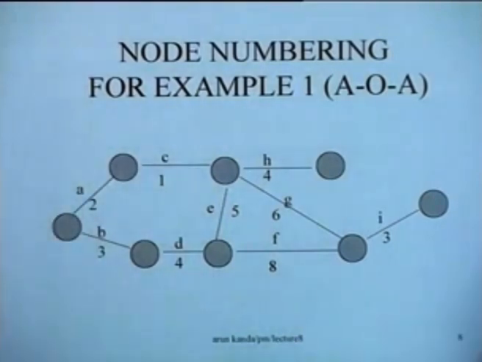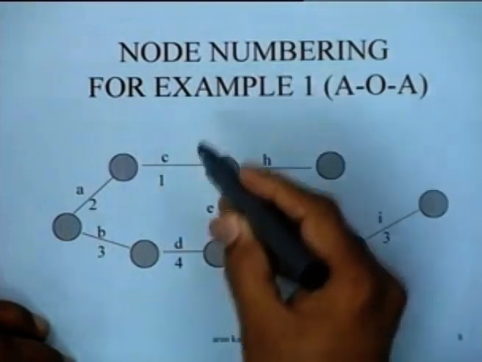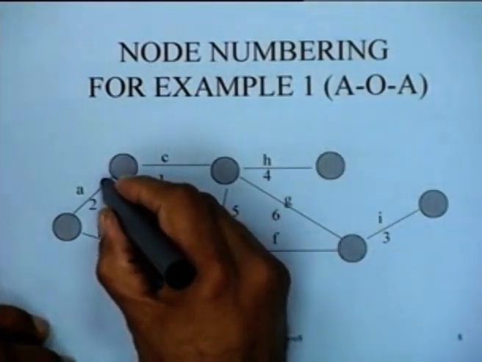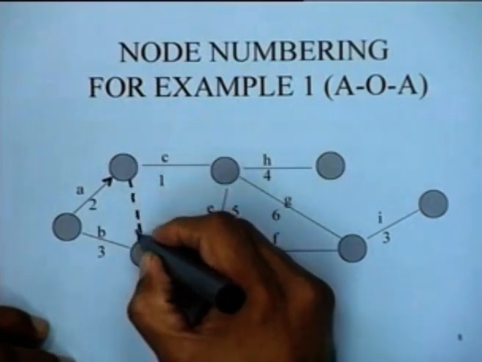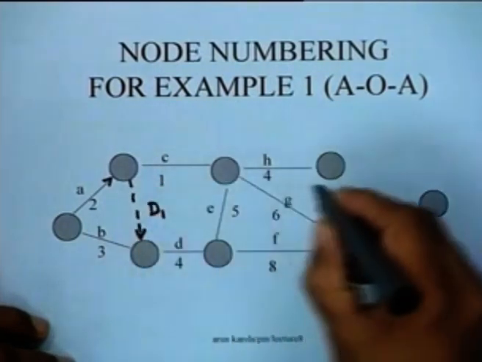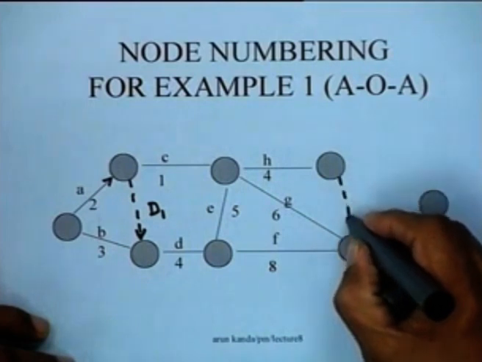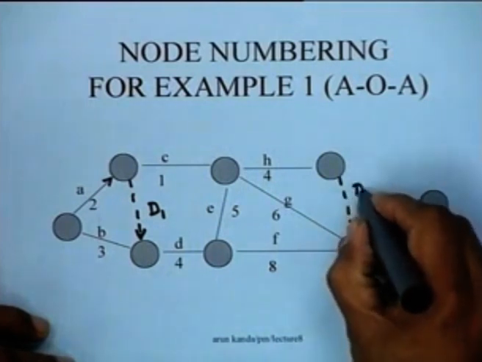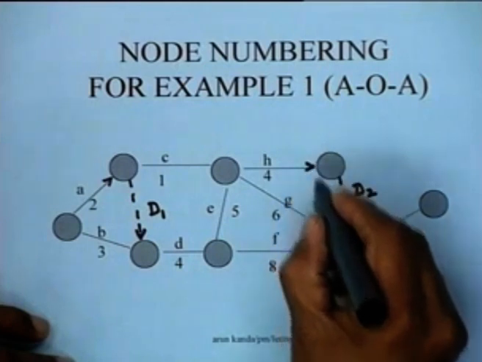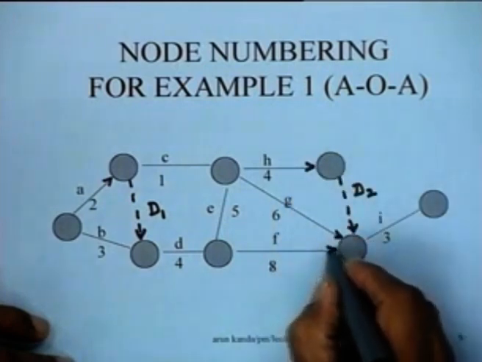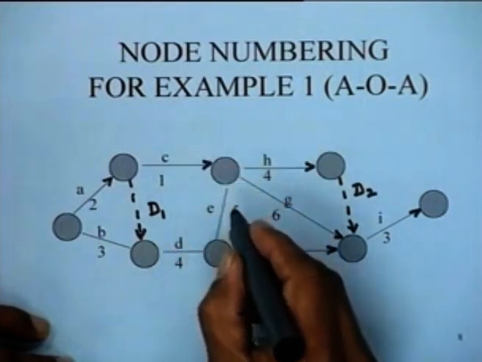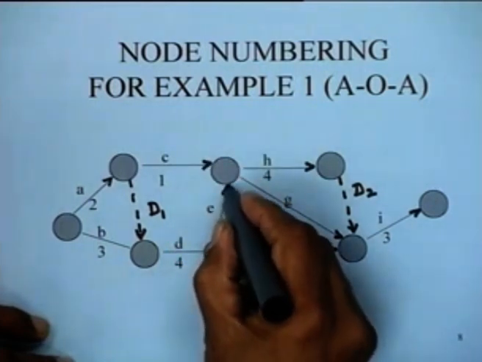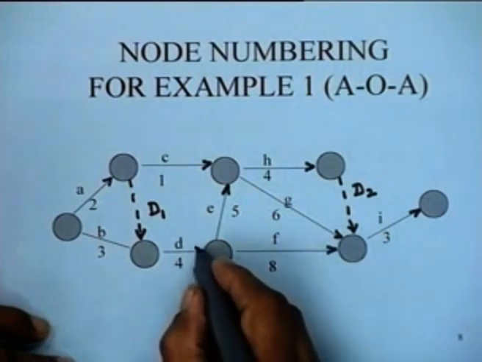Let us recall the network that we had drawn. We had drawn this network, and let us first try to do a node numbering according to Fulkerson's rule. In this particular network we have these two dummies, we call them T1 and T2, and we had these various activities in the project network, and what we would like to do is establish the node numbers.